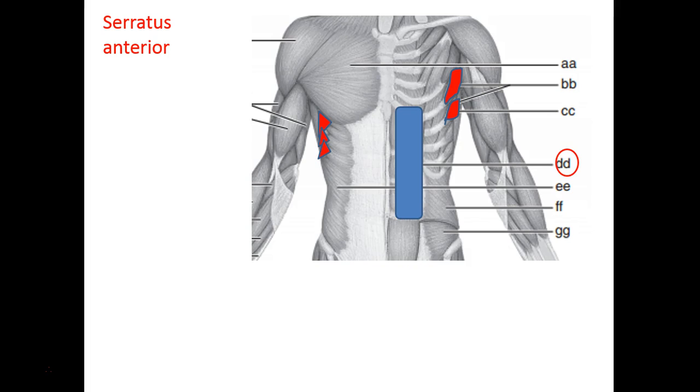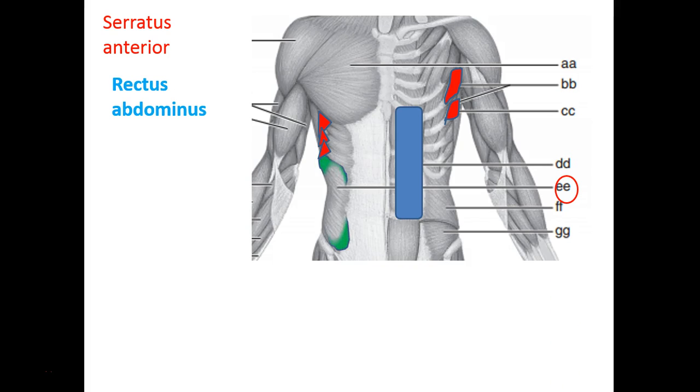So guess what the name of this muscle is? Rectus abdominis. On your sheet, rectus abdominis is number 24, and on my man I did X's of blue on the rectus abdominis. I labeled it DD, so DD is the rectus abdominis.